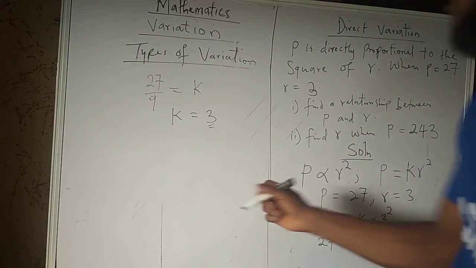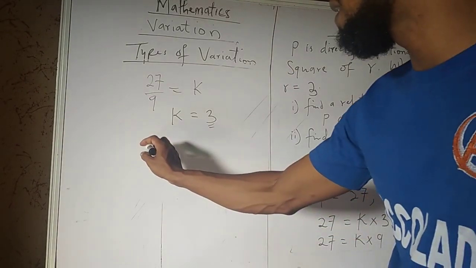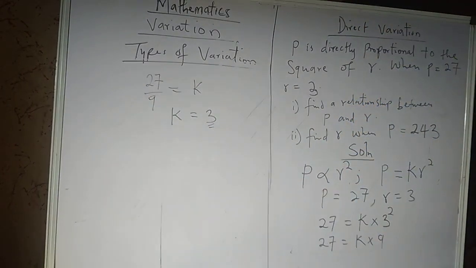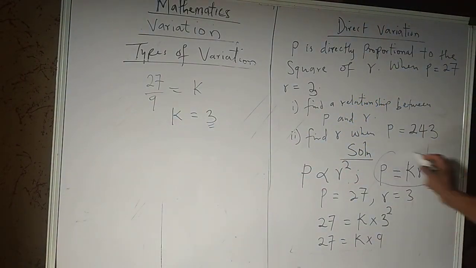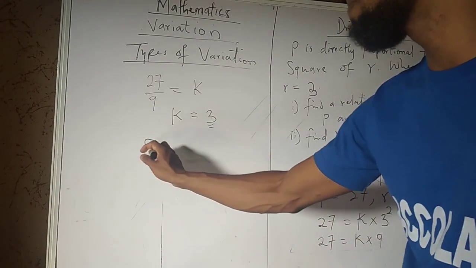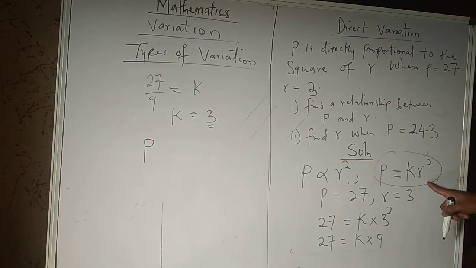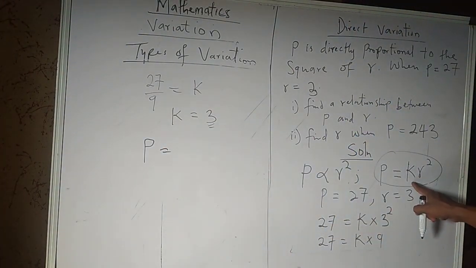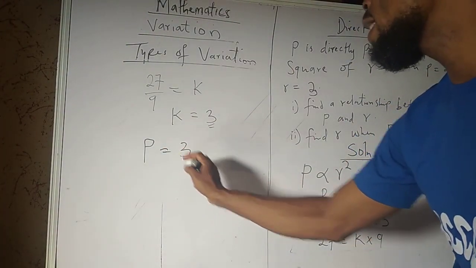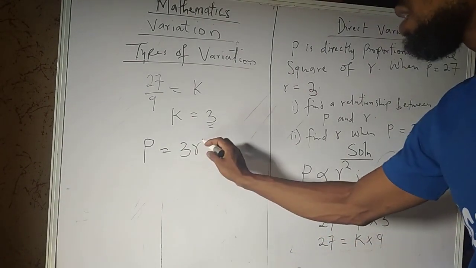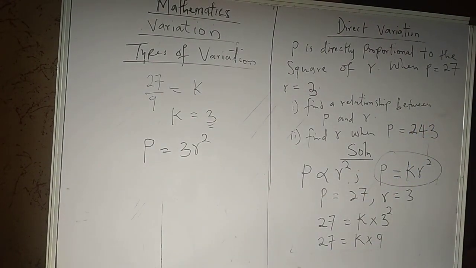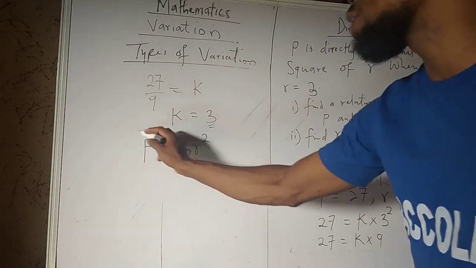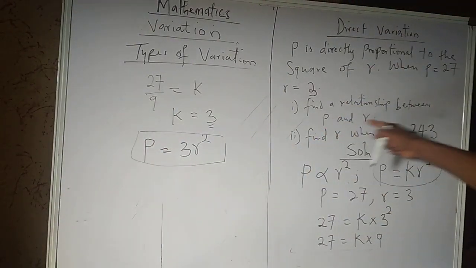So this is simple. This tells us that we now have the constant. So we can rewrite this expression as this. P now becomes, I hope you see it, equals, instead of K, we now have 3R squared. So that's it. This is the relationship. This answers the first question.